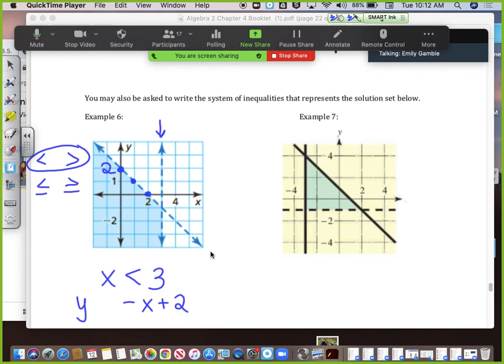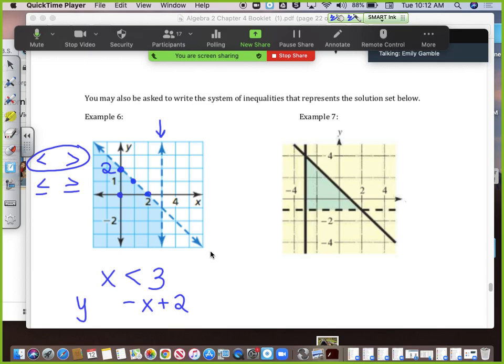But for a slanted line, it's kind of confusing. So what you would have to do is figure out a point to test, and almost as if you're doing the problem backwards, you would have to insert that point in, and then it will help you decide which one to use.